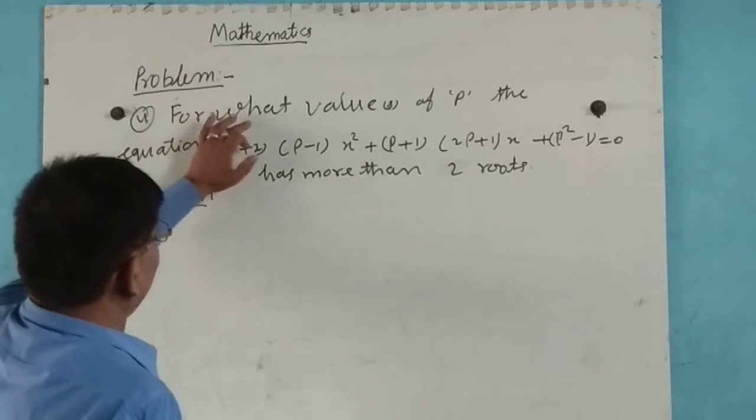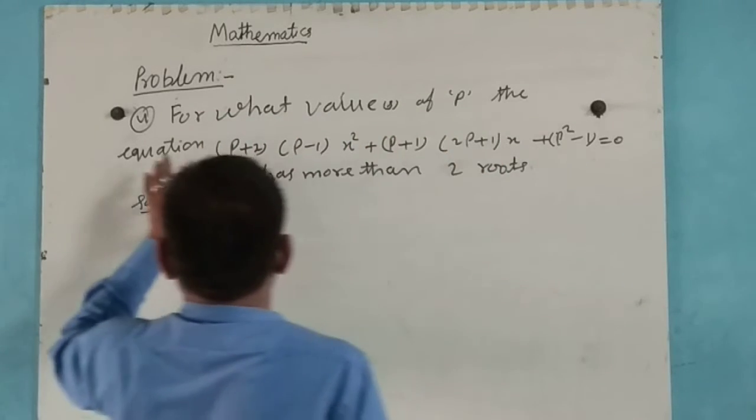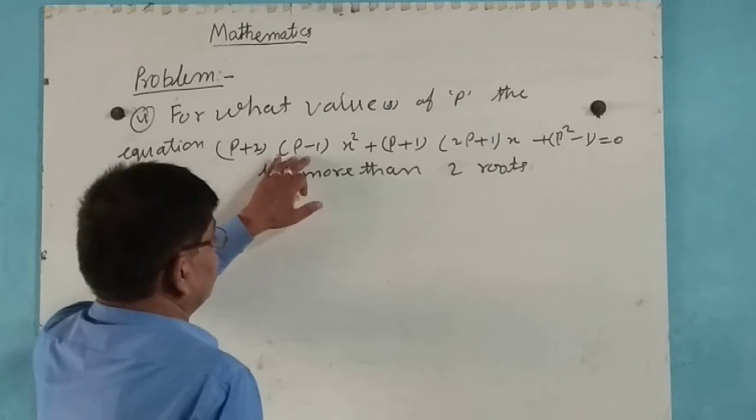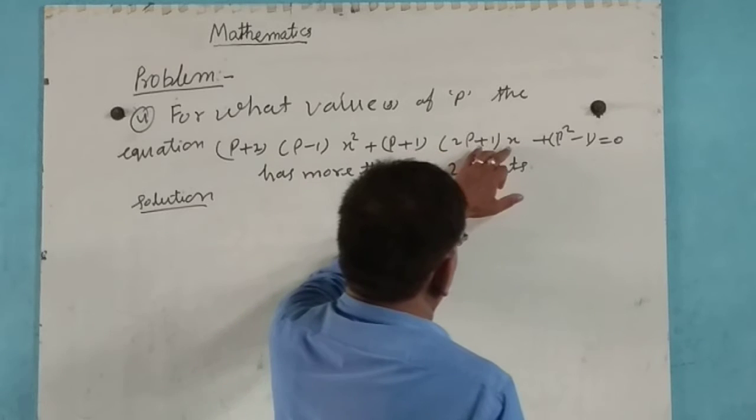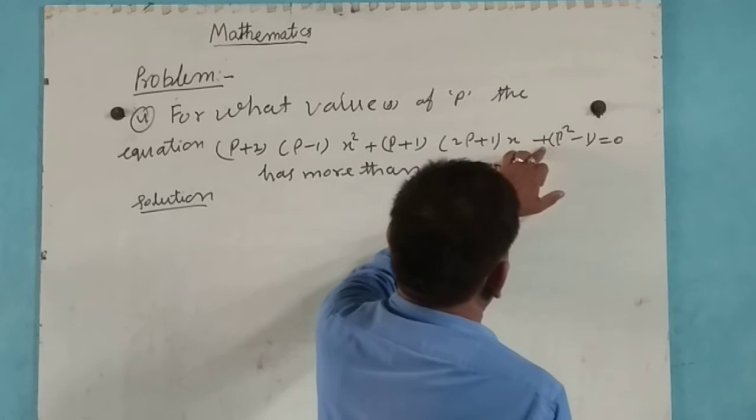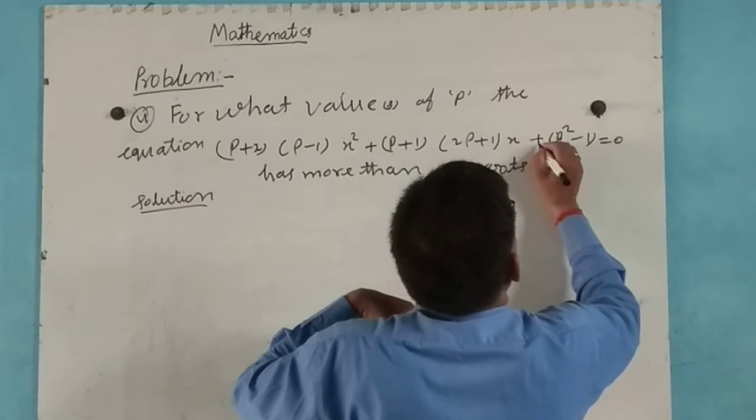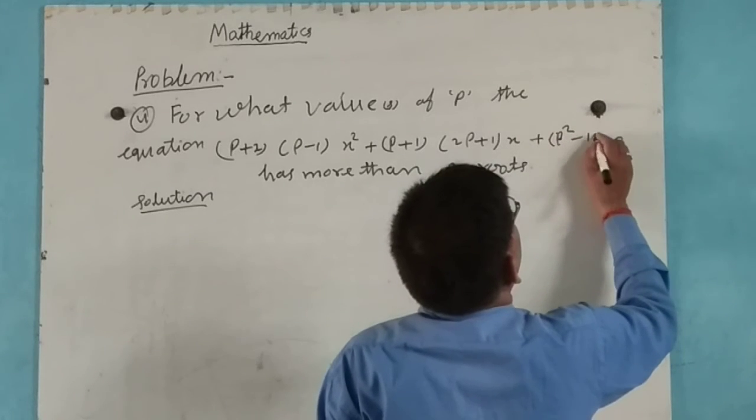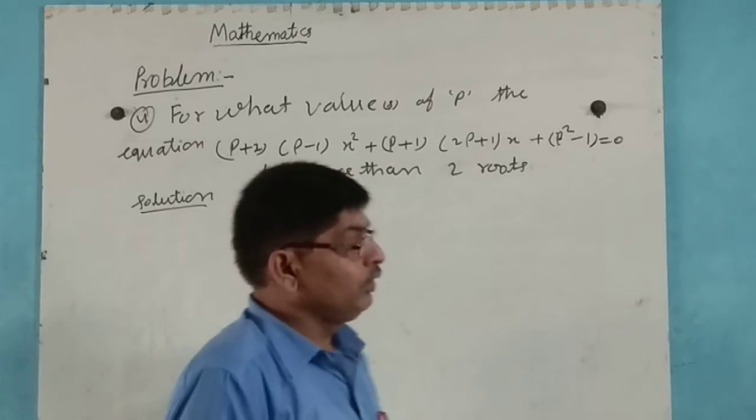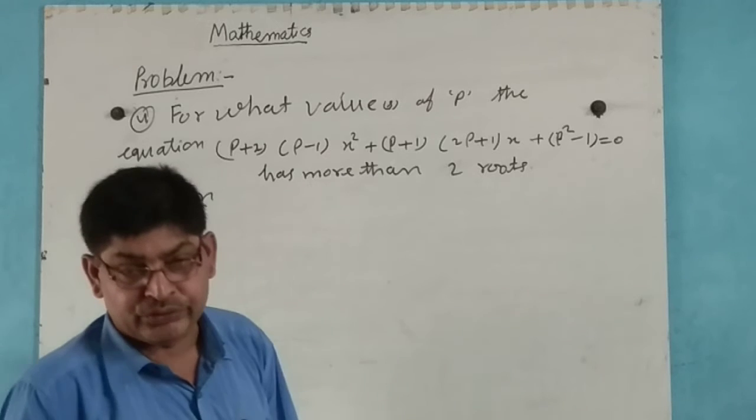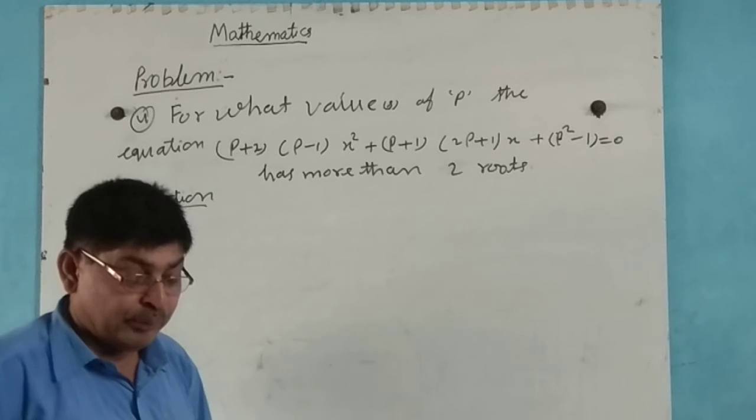Now question 4: for what values of p does the equation (p plus 2)(p minus 1)x square plus (p plus 1)(2p plus 1)x plus p square minus 1 equal to 0 have more than two roots? We have to calculate the value of p.